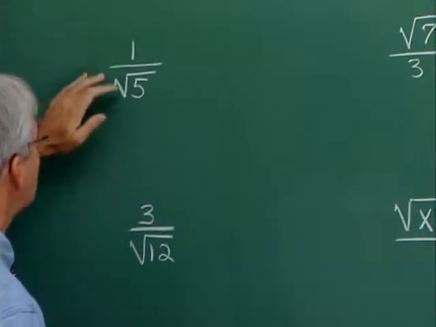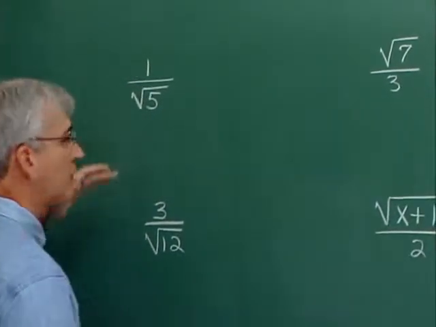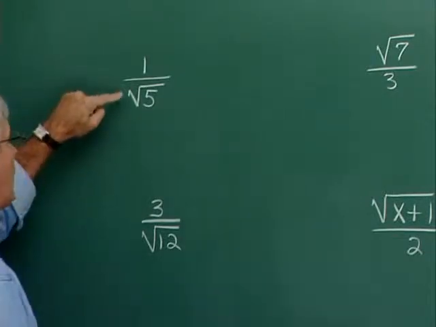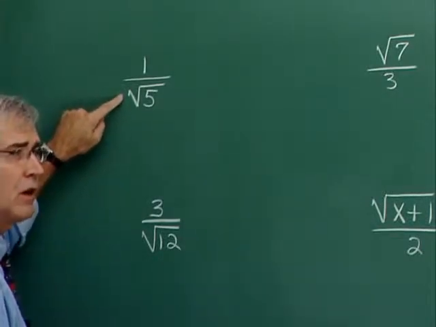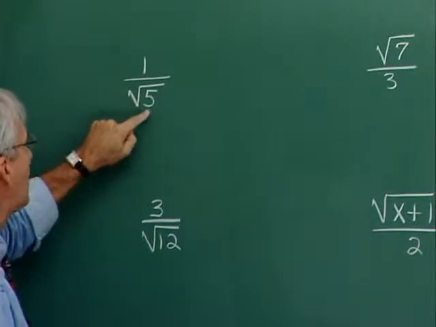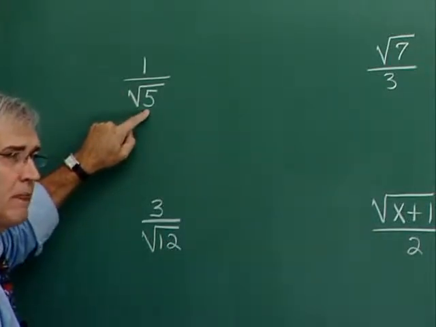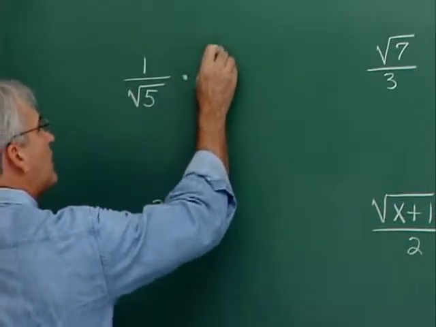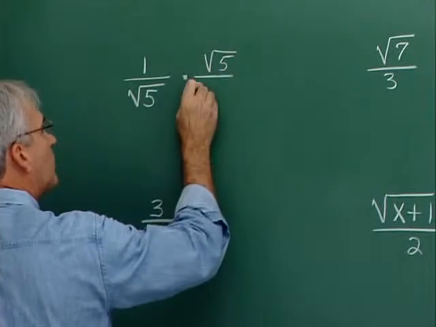All right, 1 over the square root of 5. If we want to clear the radical from the denominator, here's how we think about it. We think, well, we can take the square root of a square. And so we ask ourselves, what's the smallest square that 5 goes into? Well, 5 goes into 25, and it goes 5 times. So what we're going to do is multiply this by the square root of 5 over the square root of 5.